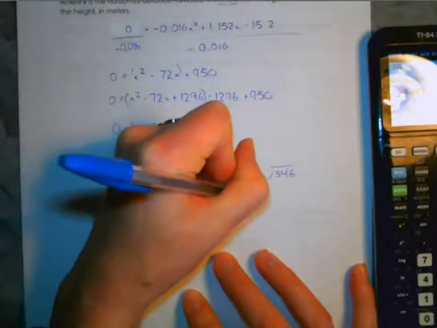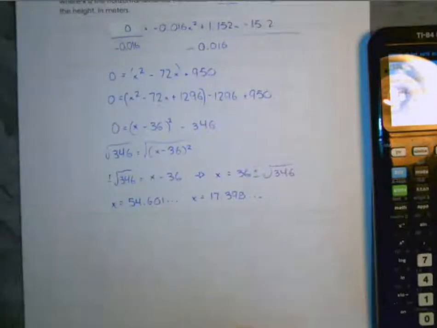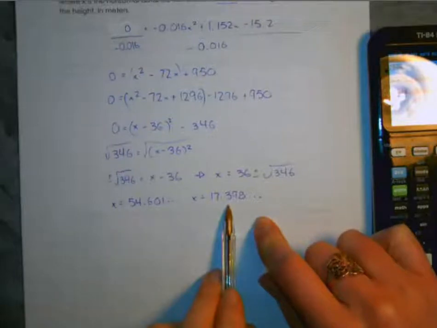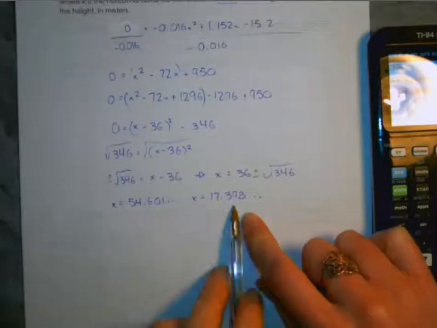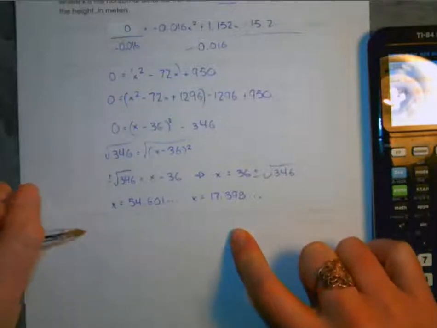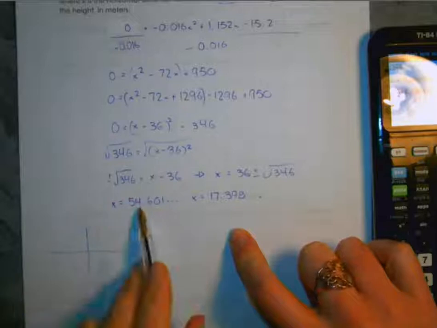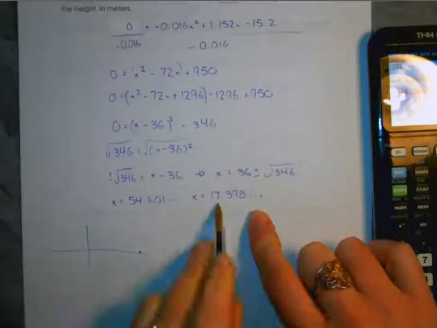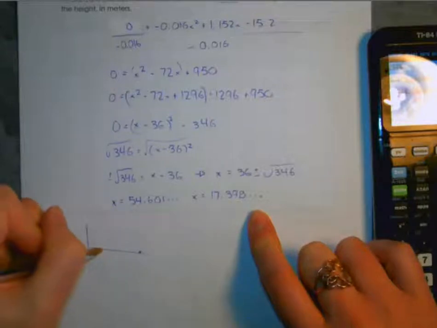17.398. What students might think at this time is that neither one of these makes sense, right? Because they're both positive distances, which is what we would expect. So you want to visualize what's going on here. If we have these two roots, what's the graph going to look like? We have an x-intercept at 54, somewhere out here, and an x-intercept at 17.